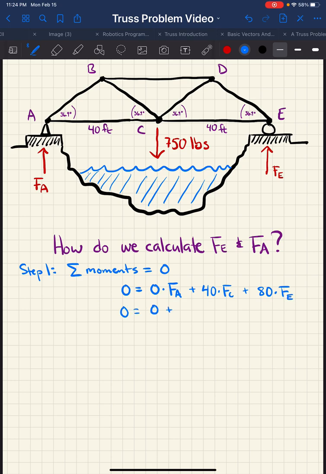So it's 0 plus 40 times negative 750 plus 80 FE. We divide both sides by 80. We get 375 pounds for FE.